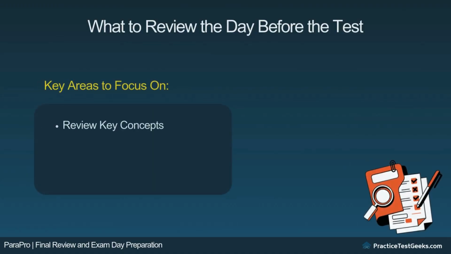1. Review key concepts. Go over the main areas that you have studied during the course. Language arts. Focus on reading comprehension strategies, grammar rules, and writing tips. Mathematics. Review key math operations such as fractions, decimals, percentages, and basic algebra. General knowledge. Refresh your knowledge of educational principles, classroom management strategies, and student engagement techniques.